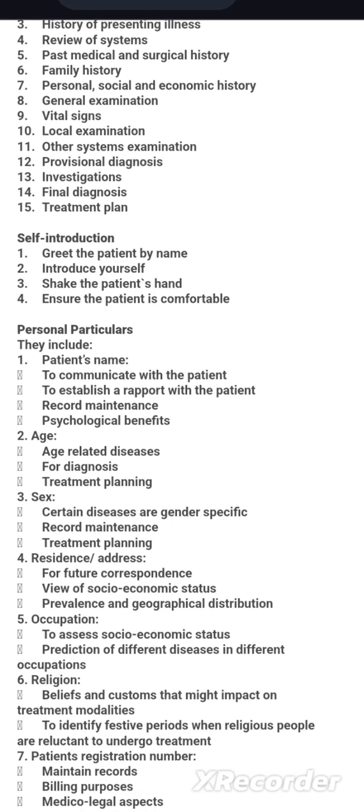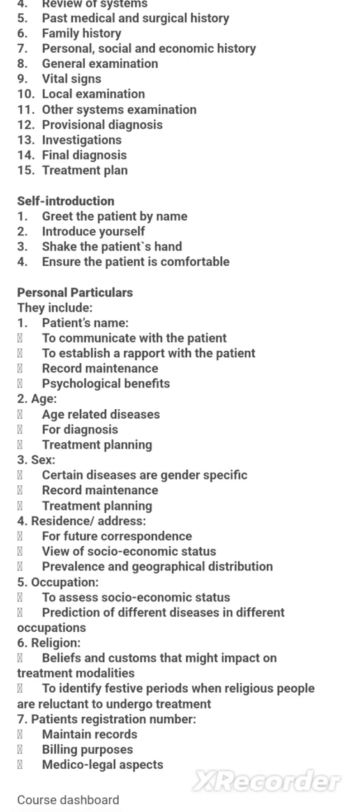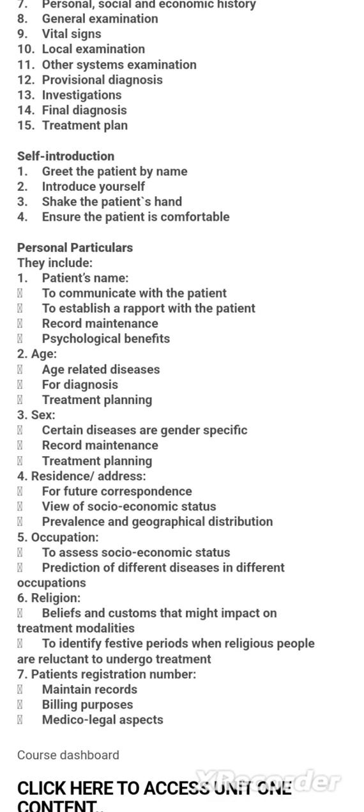So personal particulars, or the biodata. They include, as I told you, the patient's name. Why do we need a patient name? To communicate with the patient. At least the patient will feel at home and friendly when you know the patient's name. Marceline, hi. Skyna, hi. Adhiambo, hi. All those are possible. To establish a rapport with the patient, you need a name, and you need to exchange names. And also for record maintenance.